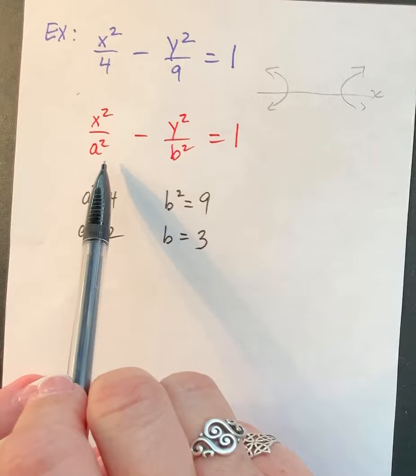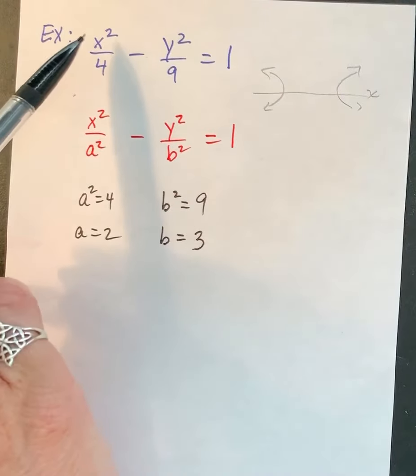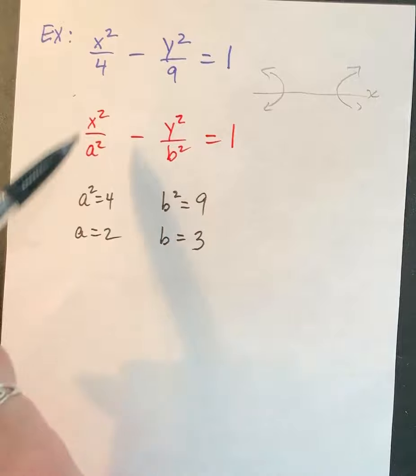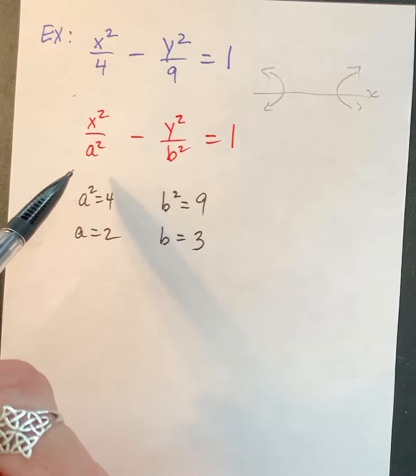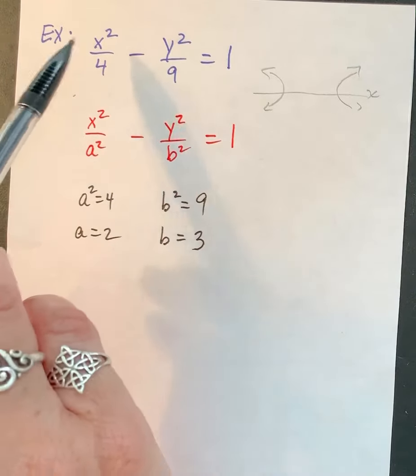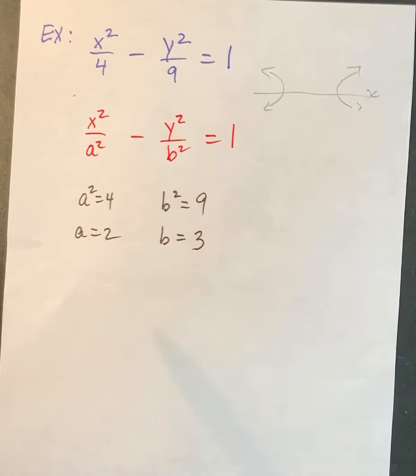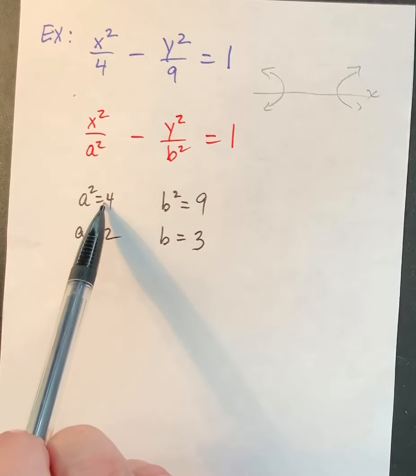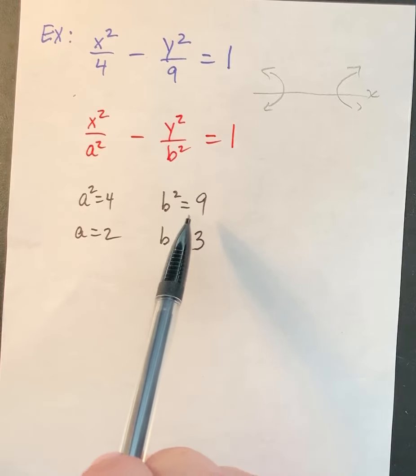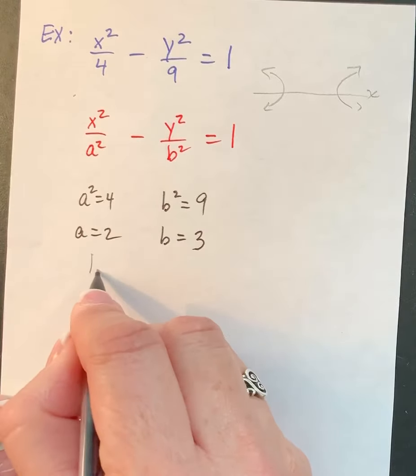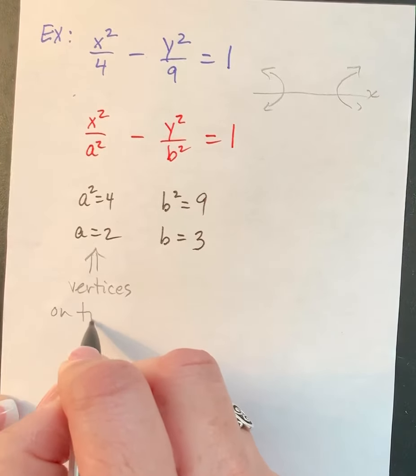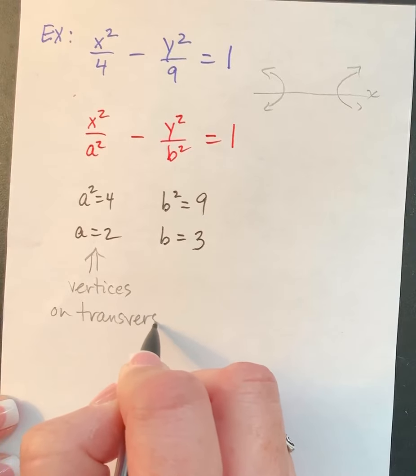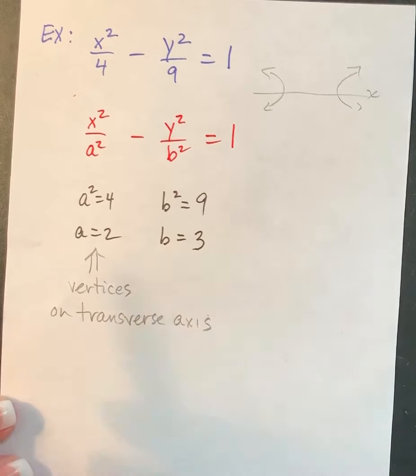Okay, so this will be the form, and like I said, whichever one comes first, the positive one, that will go with a squared, and then the other one will go with b squared. So it's not like the ellipse where a is always larger than b. Not at all. a always goes with the term with the positive coefficient. In this problem, we've got a squared equals 4, so a is 2, and b squared equals 9, so b is 3. So a will tell you the vertices, and they're on the transverse axis. In this case, it's with x, so they're on the x-axis.